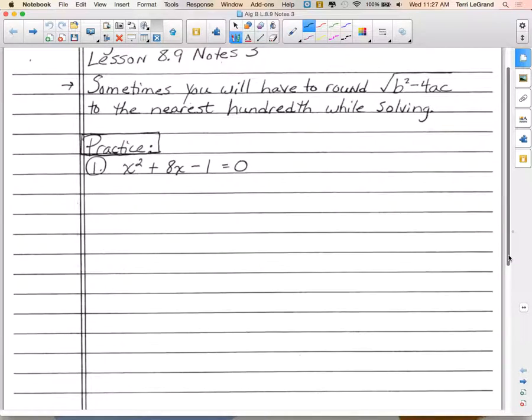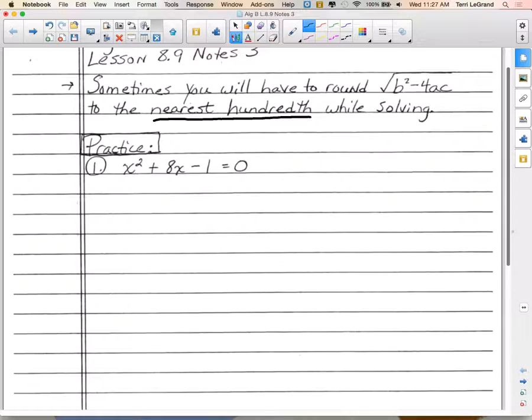So I start out the notes by saying sometimes you're going to have to round the square root of the discriminant. If you have to round the square root of the discriminant, what does that tell you right away? The discriminant is not a perfect square. So whenever you end up with that b squared minus 4ac not being a perfect square, you're going to have to approximate that part of the problem. And we again are going to round to the nearest hundredth in that part of the problem. And we need to be able to do that correctly also.